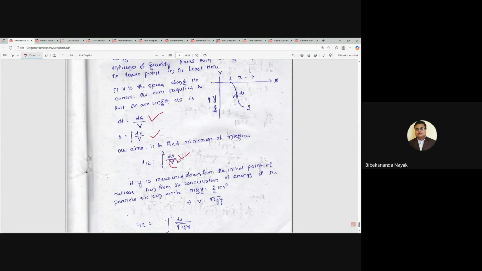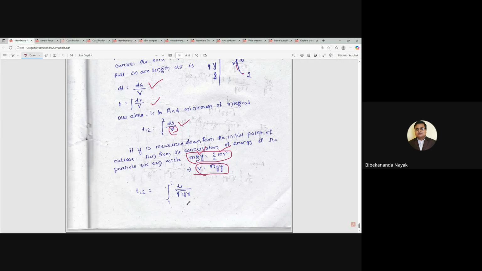But how do you convert v to y? We have to use the fact that at the starting point the total energy is potential, and as it moves, its kinetic energy gradually increases and potential energy gradually decreases. If its velocity is v, its kinetic energy is half m v square, and if it is at a height y, then potential energy is m g y. So m g y must be equal to half m v square at a particular point. Comparing this, we can calculate v. v is equal to square root of 2 g y. So now our problem reduces to the integration of ds by square root of 2 g y.